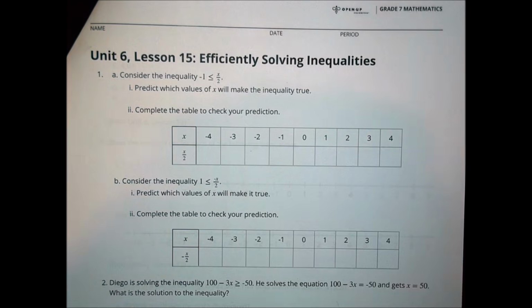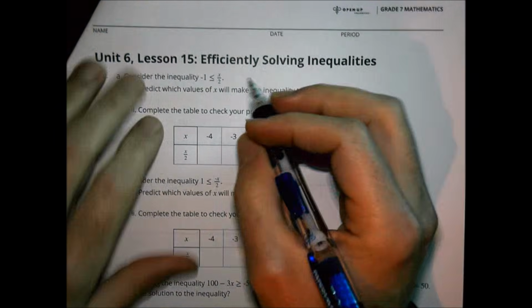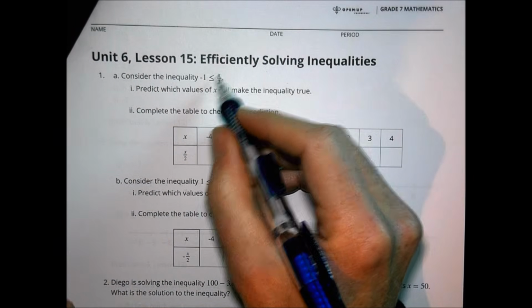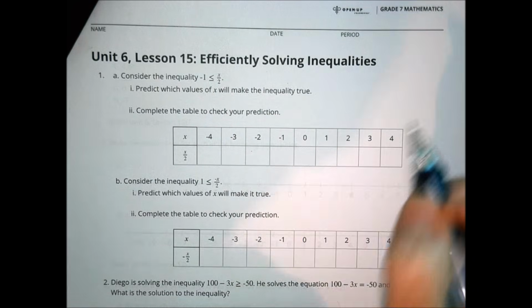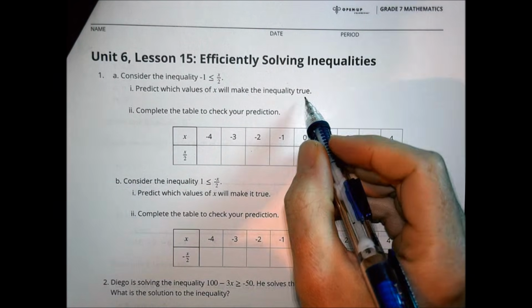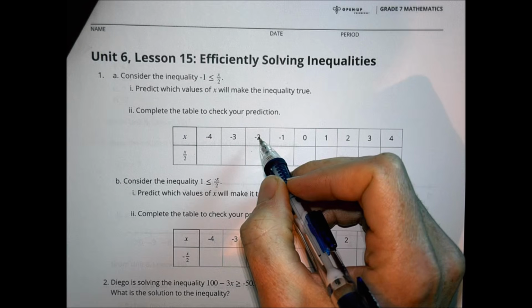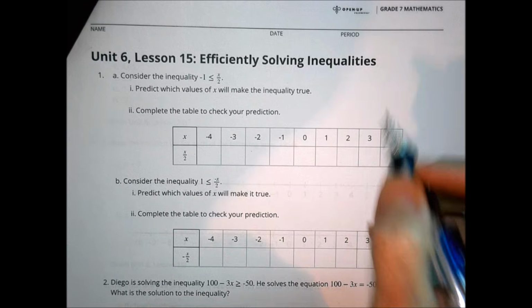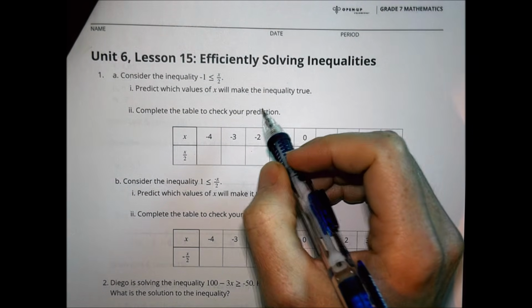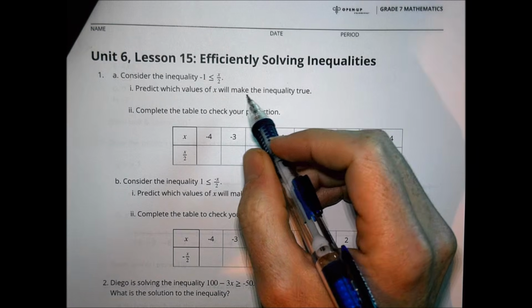Okay, so here we go. Today's homework for lesson 15. It says consider the inequality negative 1 is less than or equal to x over 2 and predict which values of x will make the inequality true. Complete the table to check your prediction. And then we have another one. So which values are going to make that true? Doing some prediction stuff here.